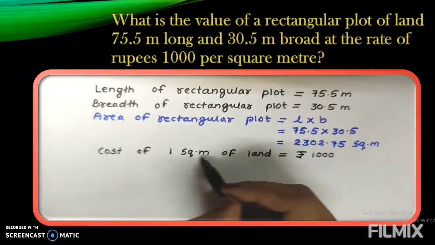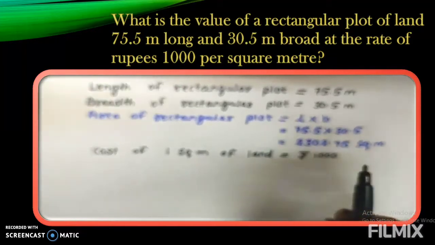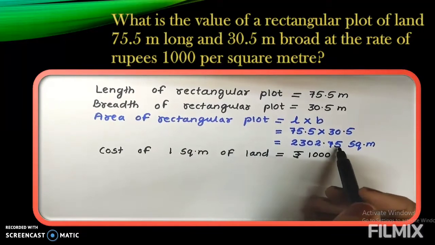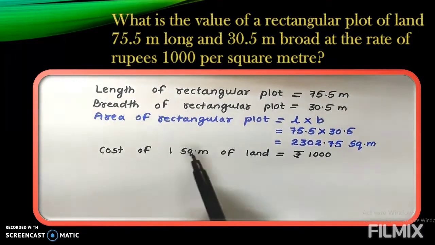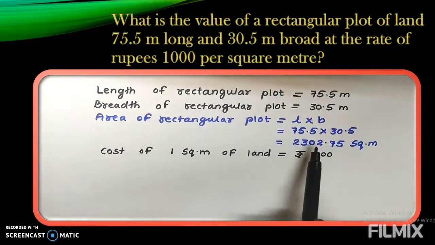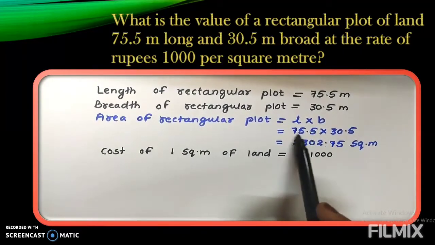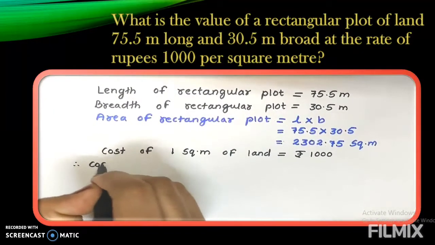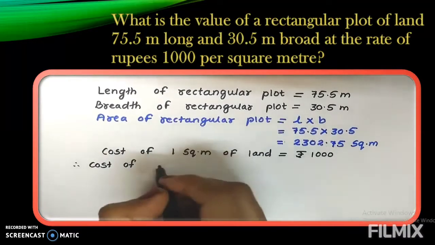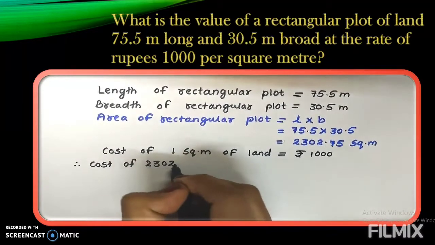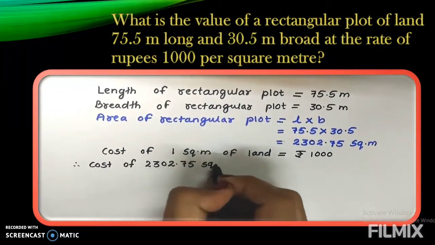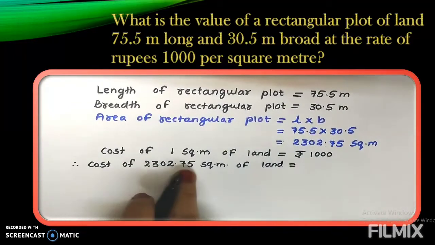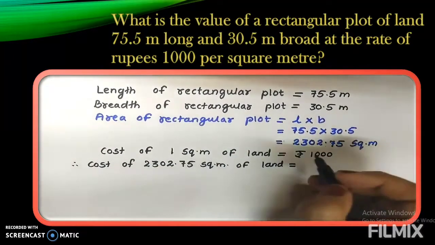We have how many square meters of land? Just now we calculated. We have 2302.75 square meter. So as we have the cost of 1 and we have to find out the value of many, what will we do now? This answer we will multiply by 1000. So we will write, therefore cost of 2302.75 square meter of land. How will we find out? This number we will multiply by 1000.